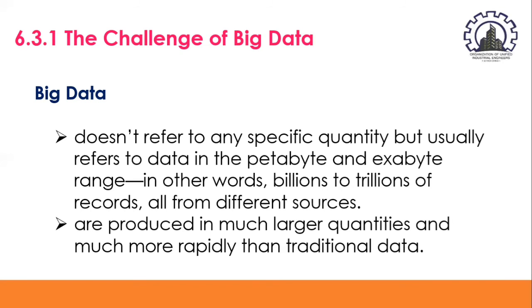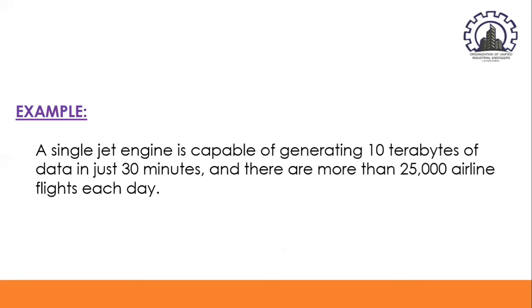So what is meant by big data then? Big data doesn't refer to any specific quantity, but usually refers to data in the petabyte and exabyte range. In other words, billions to trillions of records, all from different sources. Aside from that, big data is produced in much larger quantities and much more rapidly than traditional data. For example, a single jet engine is capable of generating 10 terabytes of data in just 30 minutes, and there are more than 25,000 airline flights each day. Even though tweets are limited to 140 characters each, Twitter generates more than 8 terabytes of data daily. According to the International Data Corporation, or IDC, data is more than doubling every 2 years. So the amount of data available to organizations is skyrocketing.